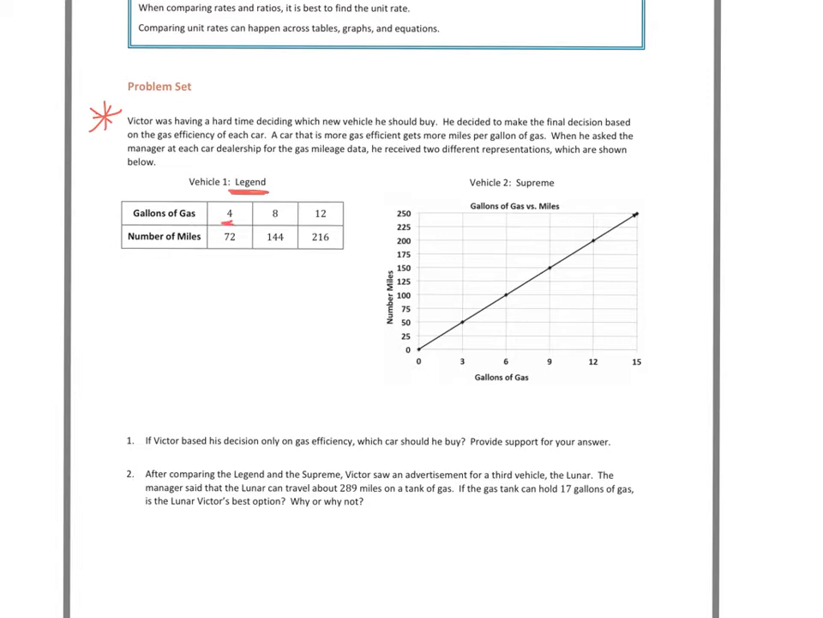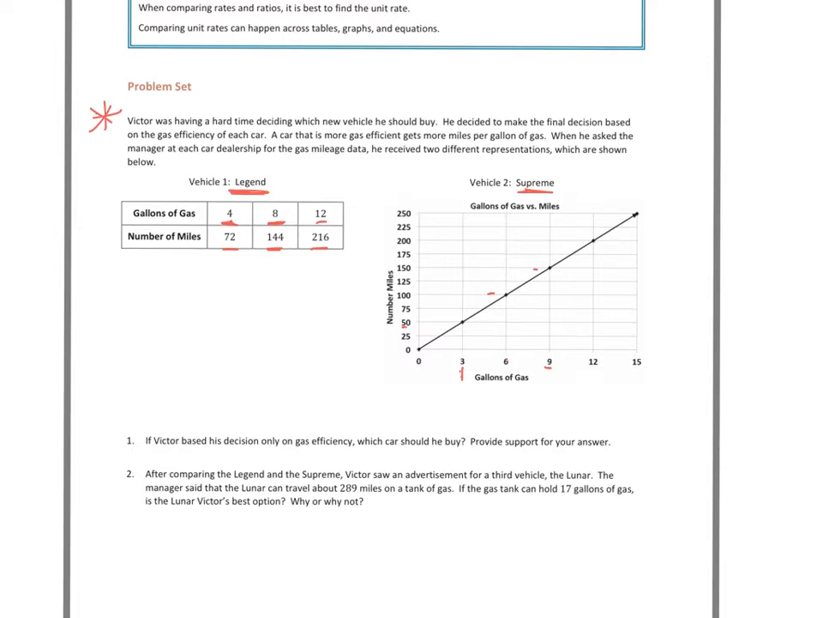here is the different values. So in 4 gallons, it travels 72 miles, 8 gallons, 144, 12 gallons, 216. And for vehicle 2, the Supreme, I can see that at 3 gallons, it's at 50. 6 gallons, it's at 100. 9 gallons, it's at 150. So we have a couple different representations.